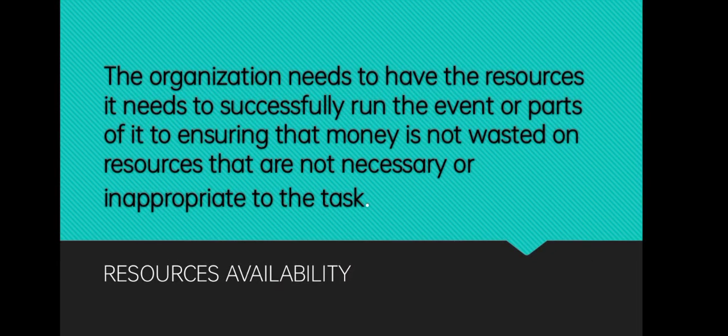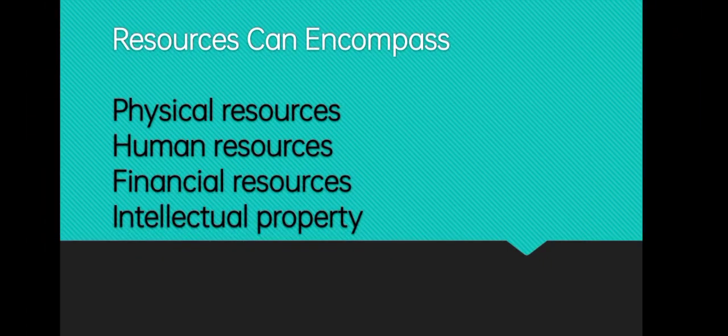Resources availability. The organization needs to have the resources it needs to successfully run the event or parts of it, ensuring that money is not wasted on resources that are not necessary or inappropriate to the task. There are four resources: physical resources, human resources, financial resources, and intellectual property. Physical resources. So, basically, a successful event is defined by how the appropriate operations were constructed and applied.